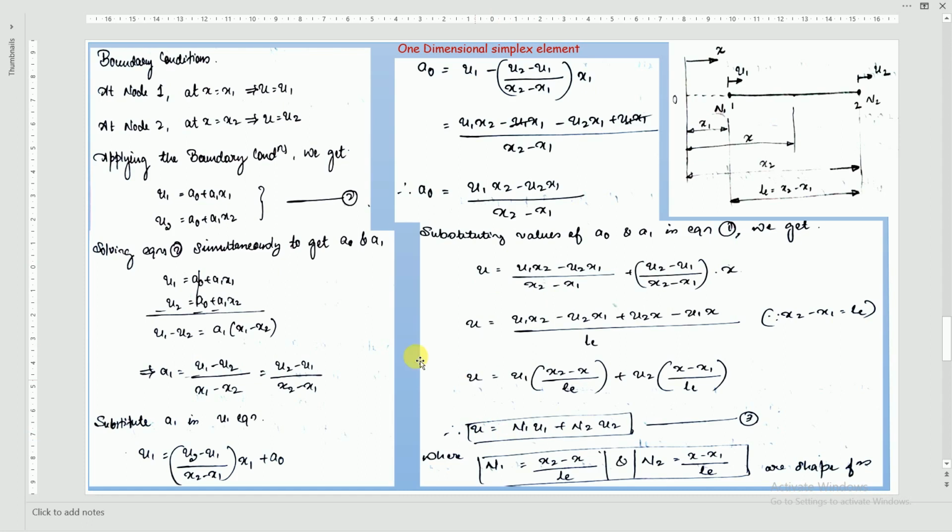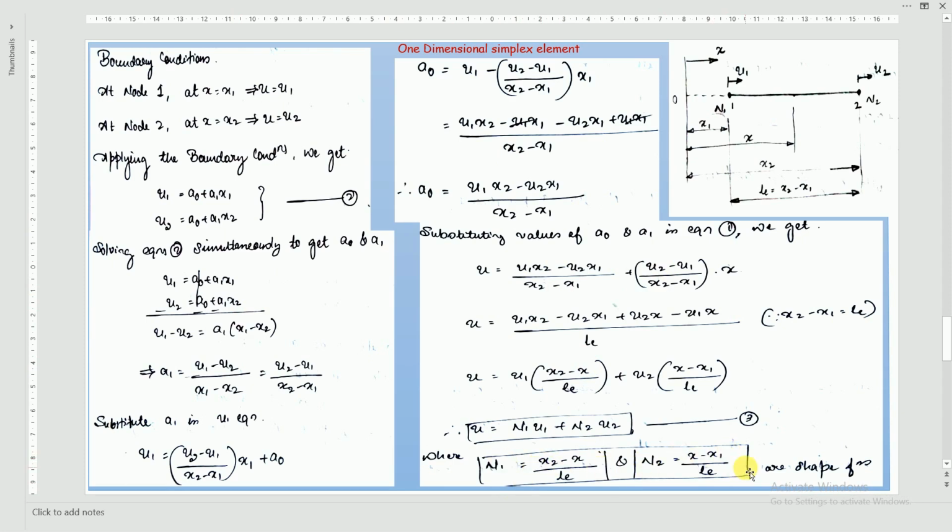For 2D cases, instead of 2 equations here, we will get 3 equations. You have to find out the generalized coordinates a0, a1 and a2. For the 3D case, a0, a1, a2 and a3, like that. Did you get this? Did you get the simplification? Okay, you can take down. These are nothing but your shape functions.